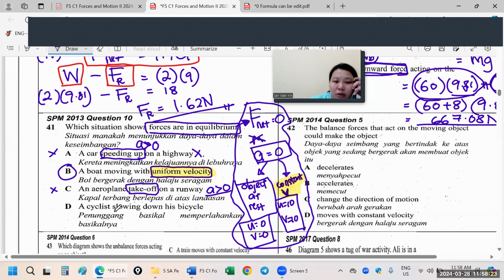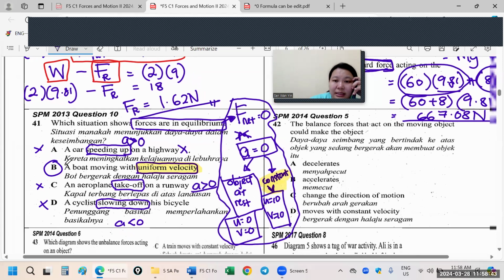A cyclist slowing down means this is called deceleration. Deceleration also counts as part of acceleration, meaning the speed changes. Answer B. Congratulations, Bethany.